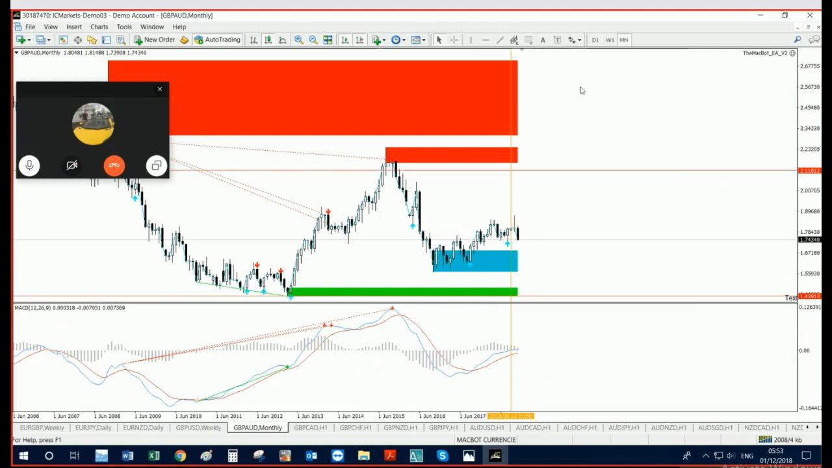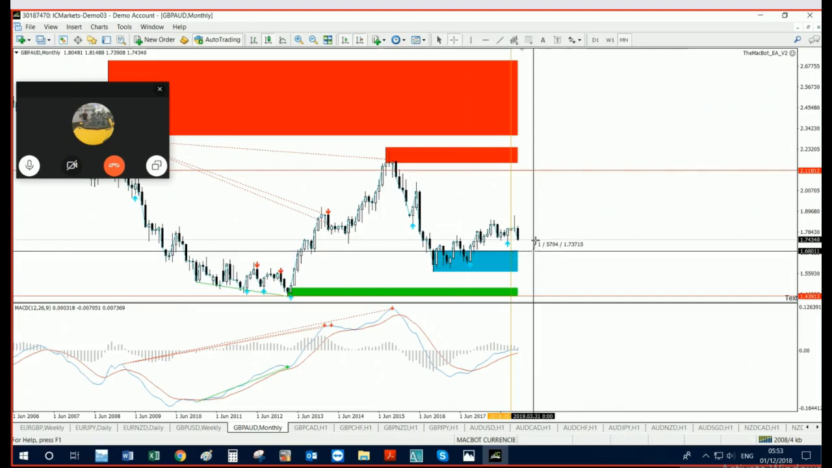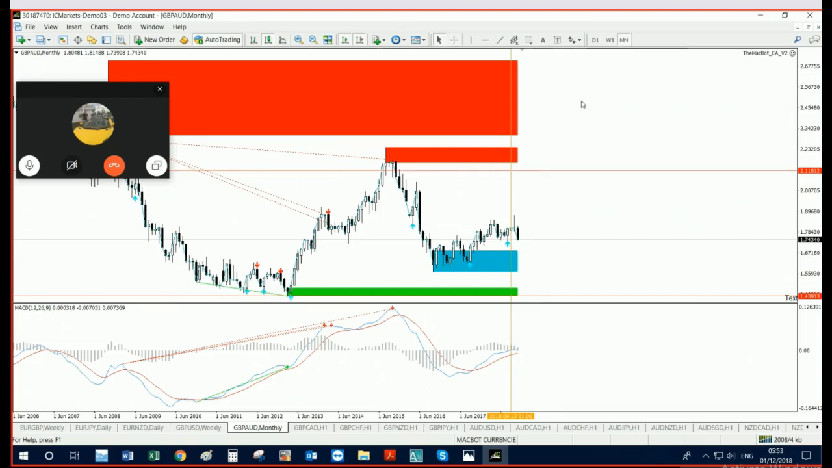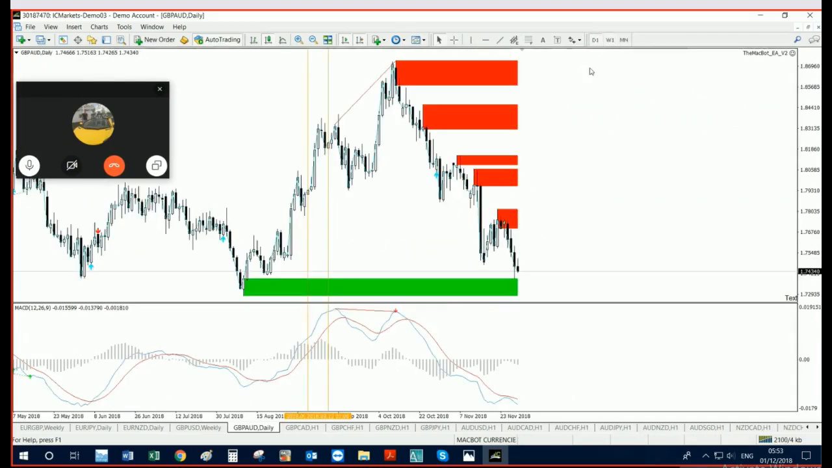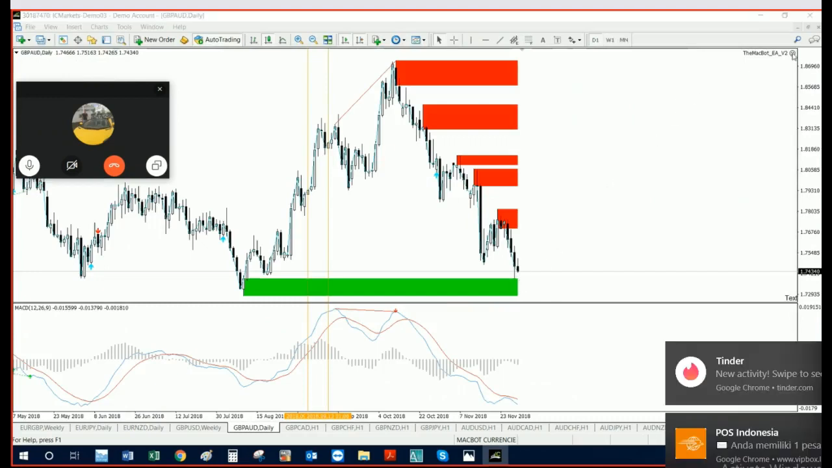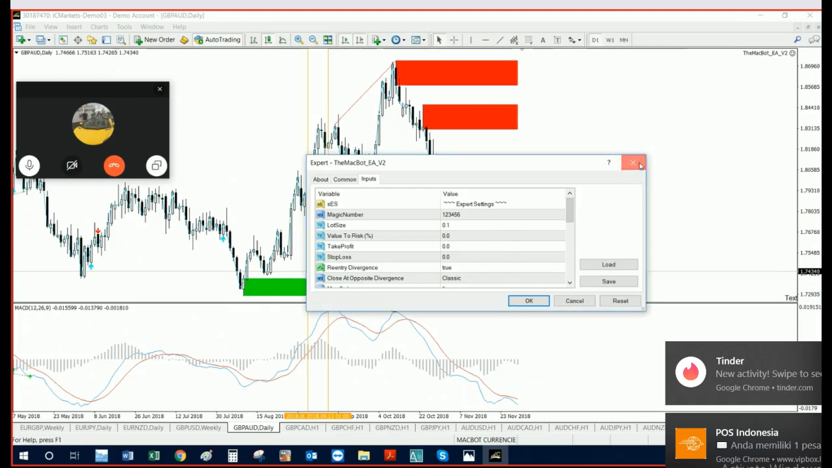So move to the next one then? Yes. Monthly first. It's coming to monthly. That's pretty far off. You just measure that, it's like 300-400 pips out. Whoa, it's 600 pips off. Okay, so weekly. It's going towards a weekly, so that's a yes. So is there a daily inside a weekly? Yes. Just measure the daily zone.